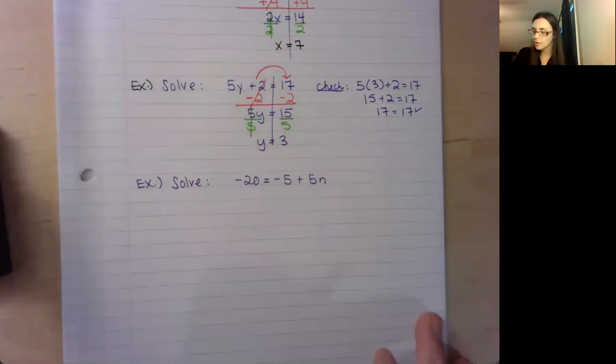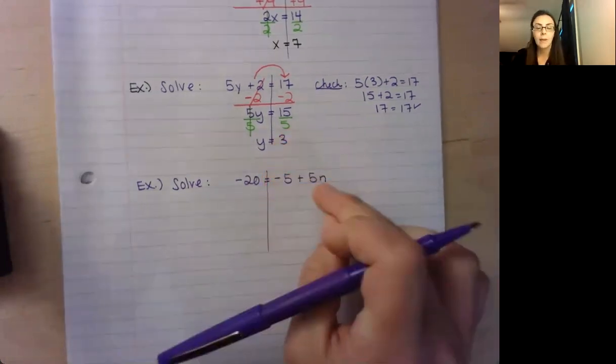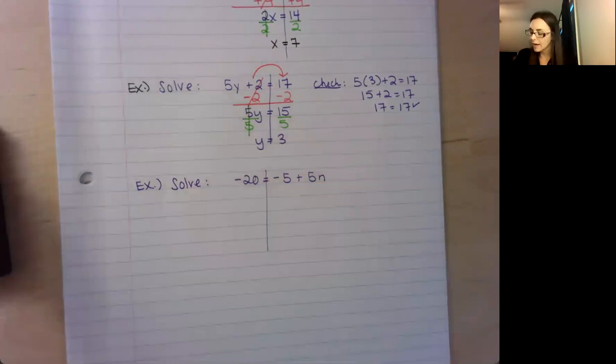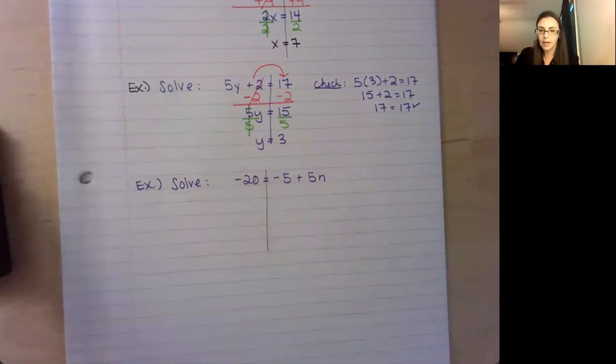All right, let's do one more example of this style. I'm going to mix it up a little bit. I'm going to put my variable on the right here, but we're still going to use the same techniques. So I can't really do anything on either side to simplify.